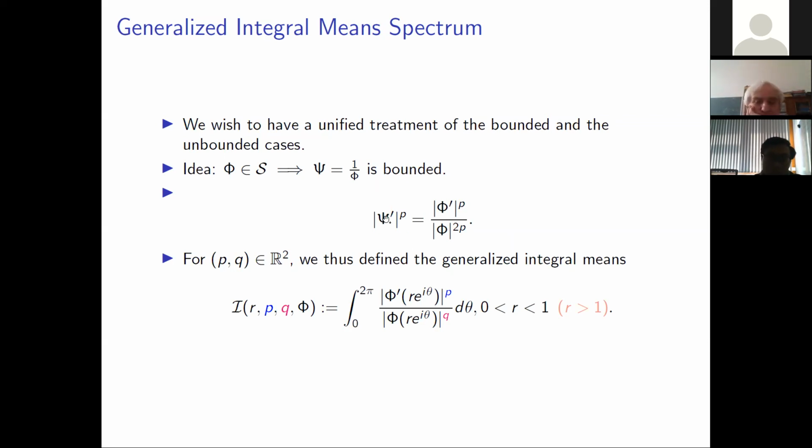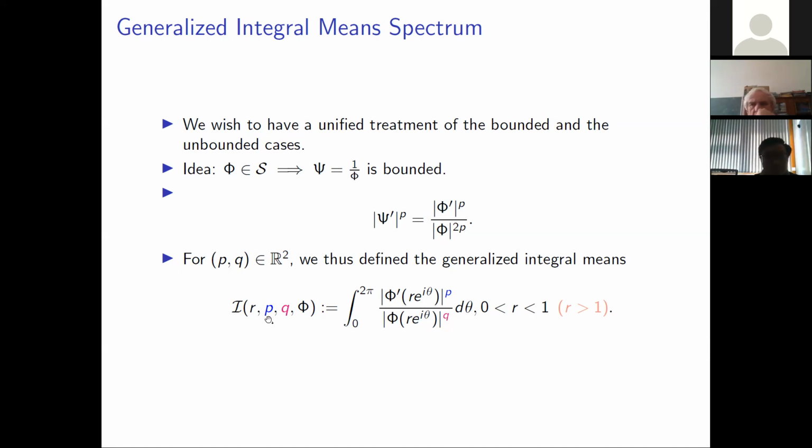And then we can define the integral means spectrum of phi using this moment, and these moments can be written in terms of this, a fraction of the moments of phi prime at the moment to the power 2p. So it motivates us to define the generalized moment like this: the modulus of phi prime to the power p over the modulus of phi to the power q.